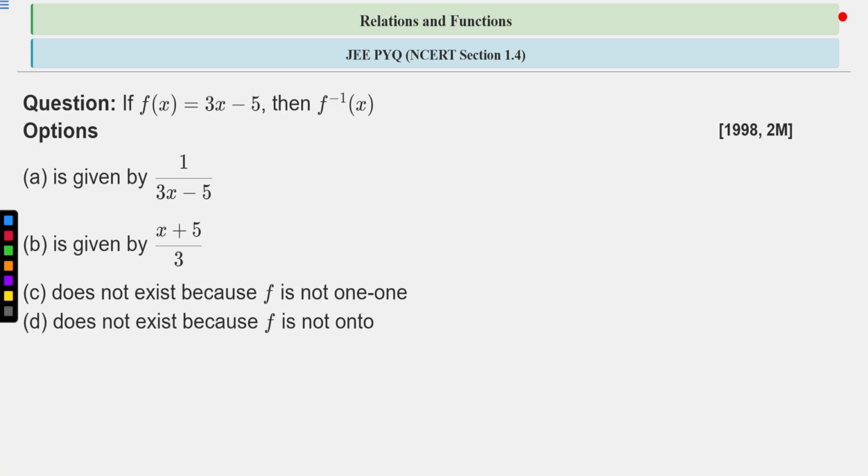So, what will be the condition of 1-1? For the function to be 1-1, we check that if f(x1) is equal to f(x2), then this implies x1 is equal to x2, right? Then we can say that the function is 1-1. Clear? This condition is for 1-1. And for onto, what should be the condition? Again, codomain should be equal to range for the function to become onto. Clear?